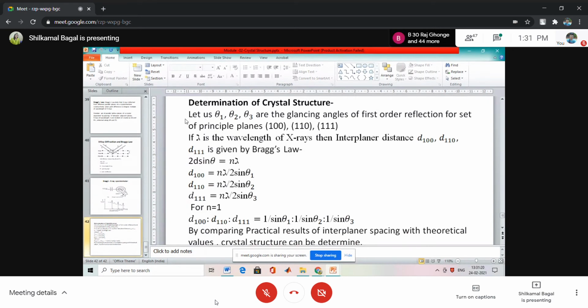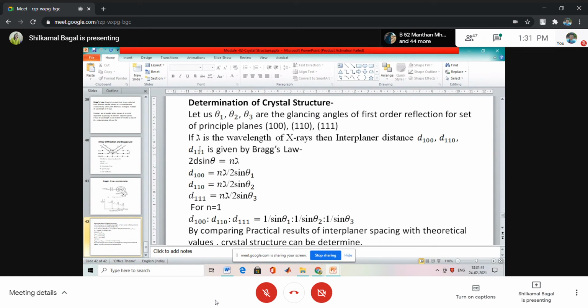See, this is a very important sentence. In your answer, it must be there, otherwise you will not get marks. What are theta 1, theta 2, theta 3? These are the glancing angles, but for which? For first order reflection, for these three sets of planes 100, 110 and 111.